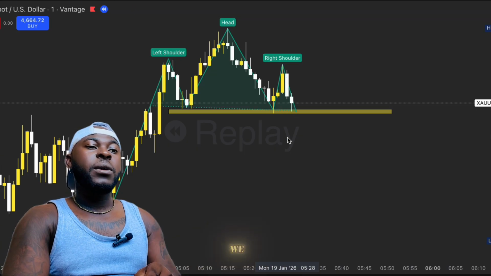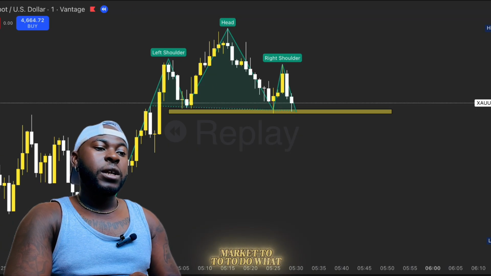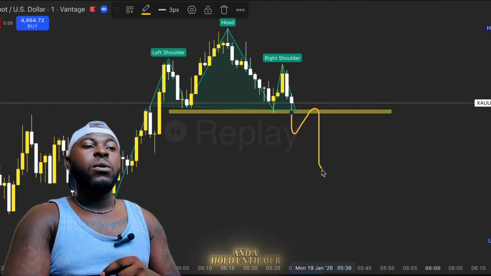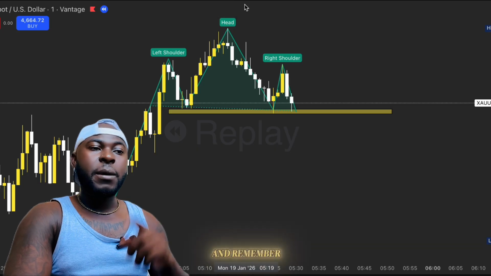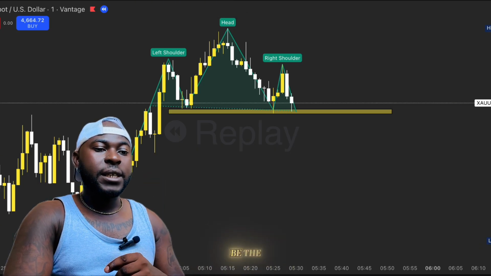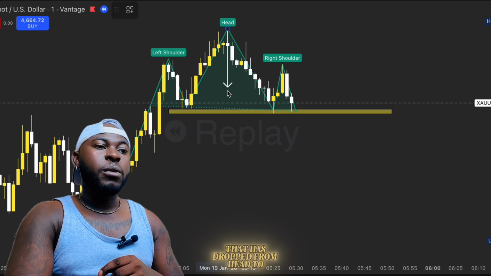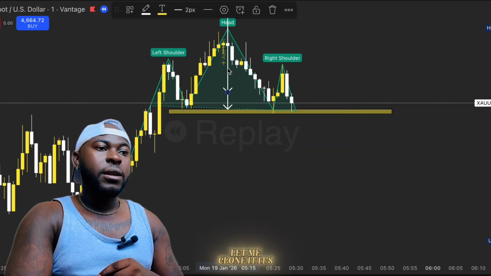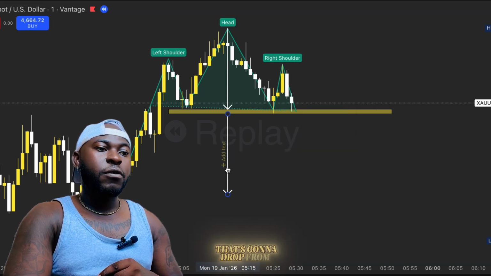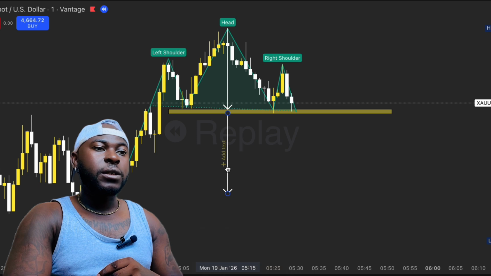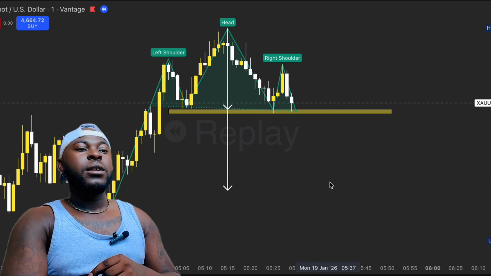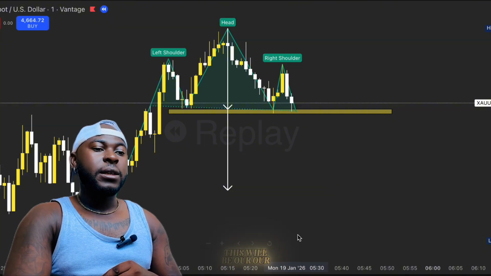So what are we doing here? We are expecting the market to break this neckline, retest, and then we're gonna take a sell position and hold it till our take profit. And remember, your take profit is gonna be the same price that has dropped from head to neckline. Let me clone it. It's the same price that's gonna drop from the neckline to the take profit. Here, this will be our take profit.